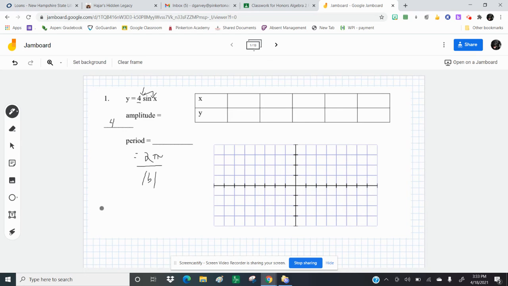So just to be clear, the formula would be y equals a, which is your amplitude, times the sine of bx. So between the word sine and x is going to be your b value. In this case, it's 1. So that means your period is simply 2 pi. So that means, because it's a sine curve, you're going to start at 0, and you're going to end at 2 pi.